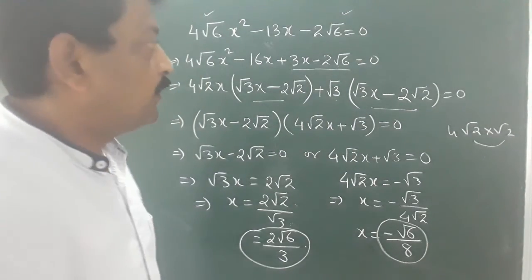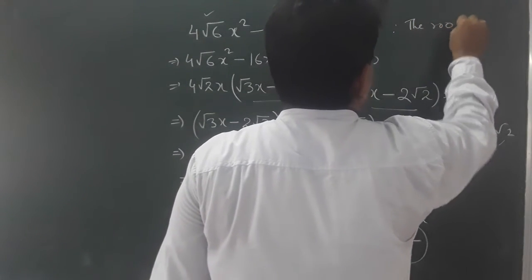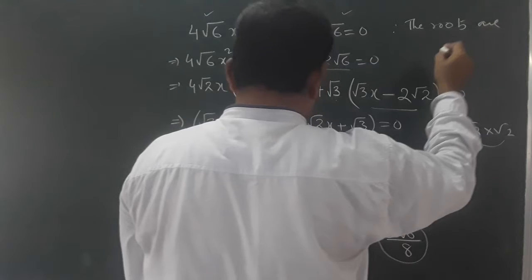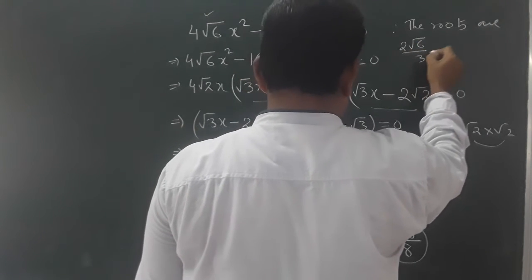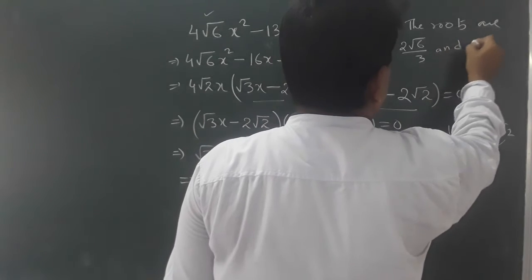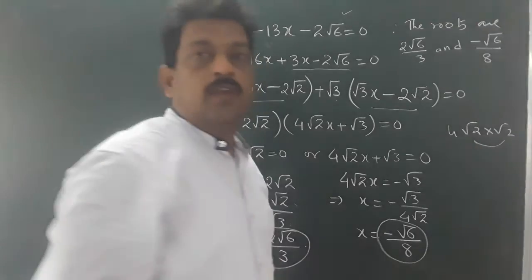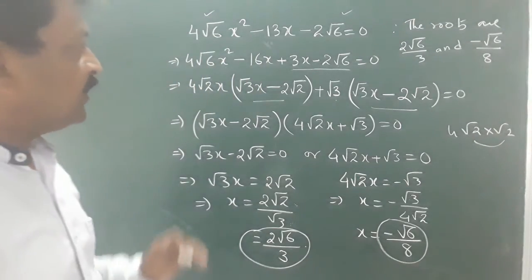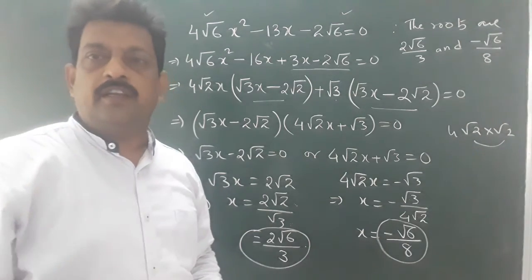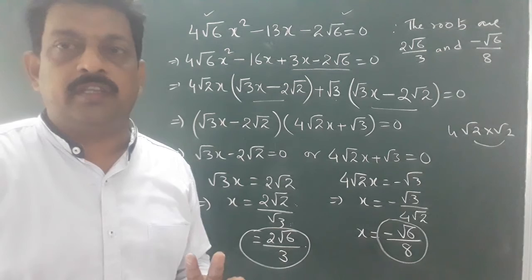These are the two roots. So we can write the answer. Therefore, the roots are 2 root 6 upon 3 and minus root 6 upon 8. Understood? All of you? Hope you have understood. Okay. So only you have to apply the technique of splitting the middle term. Otherwise, the remaining parts are very easy. You all know that.